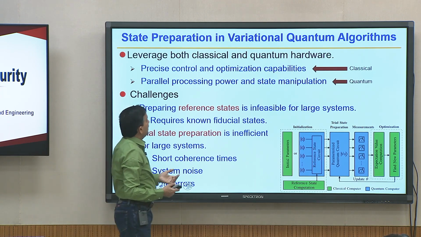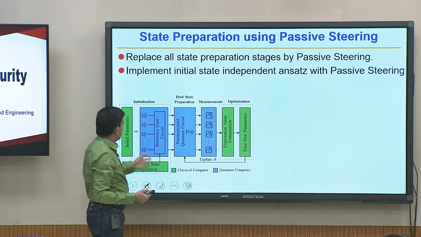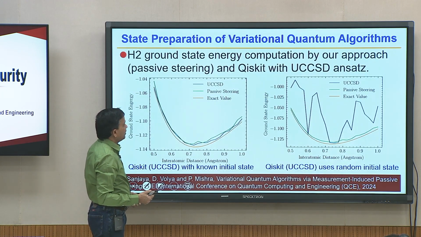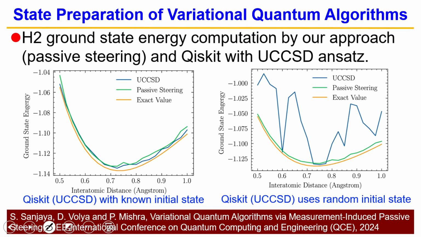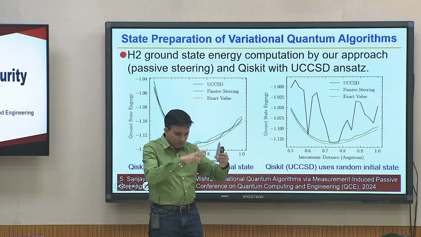So, instead of explaining any of this, let me take you straight to the results. Here is a hydrogen ground state energy we are computing using passive steering. Think of it like this: in your quantum computer, you build a circuit, you are computing, let us say, a ground state value, or you are doing an eigenvalue computation of an atom. So, you model that atom or that behavior based on qubits.